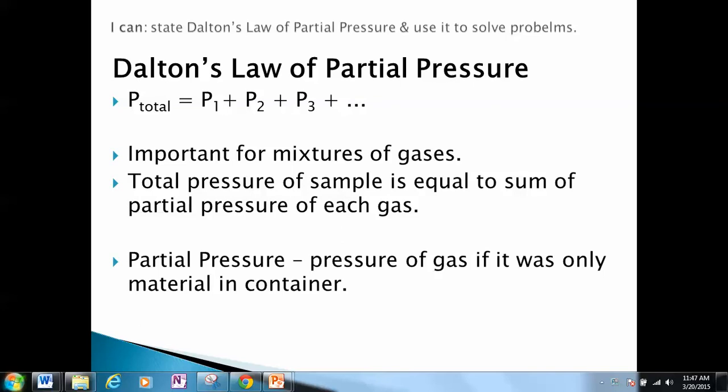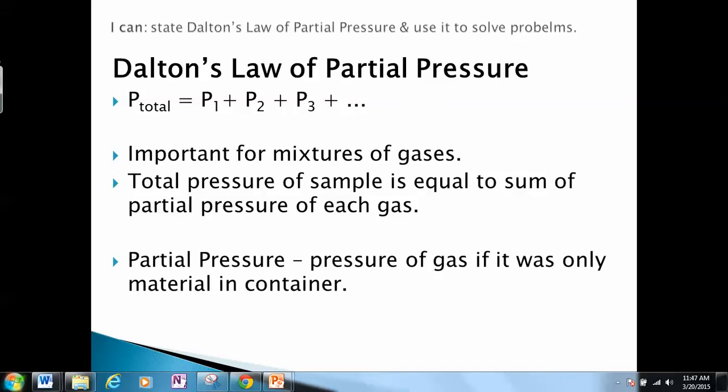And so that's what Dalton's law takes a look at, is how to figure out the difference between the total pressure that a sample of gas produces compared to the pressure that each individual gas within that sample contributes. And so to do this, the total pressure is equal to the sum of all of the partial pressures, where the partial pressure is the pressure that that gas would exert if it was the only material within that container. So in other words, within that volume and at that temperature.